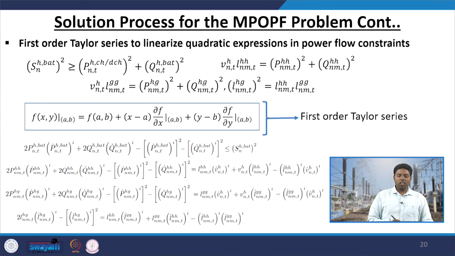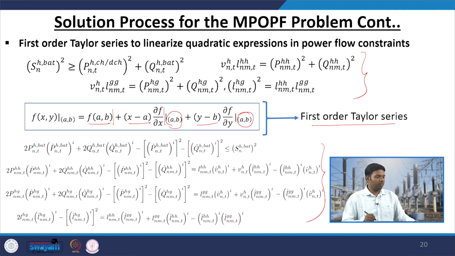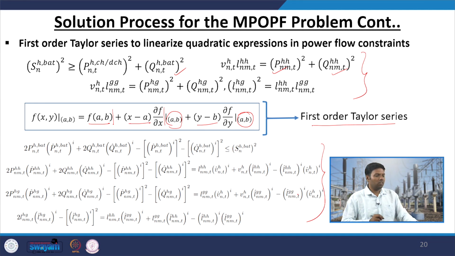Then there is the first order Taylor series expansion for these quadratic terms, equalities and inequalities. If you do the first order Taylor series expansion for a certain initial point, you will get these equations. What it says is that first you take the initial point, then x minus a times del f by del x at that initial point, then y minus b times del f by del y at that initial point. Like this, we will expand each and every quadratic term, and we will get the revised solution.